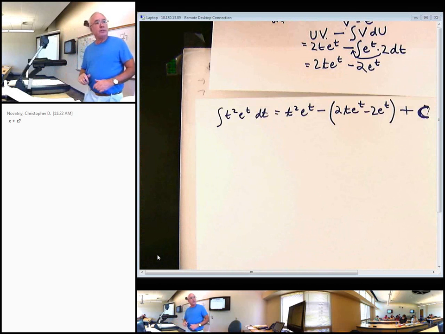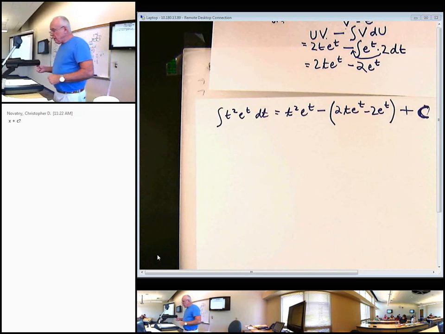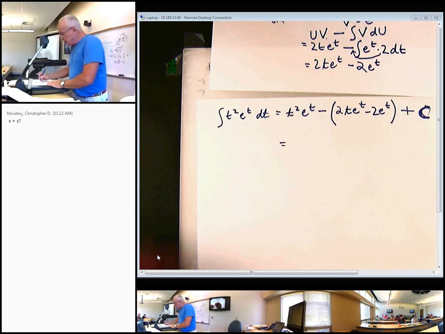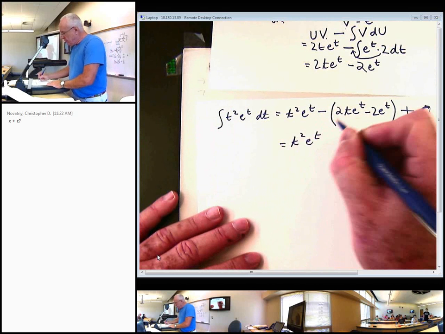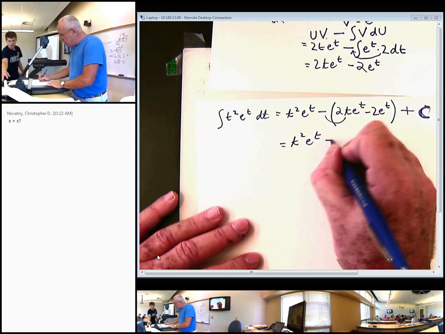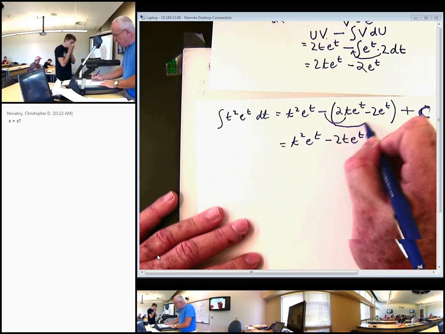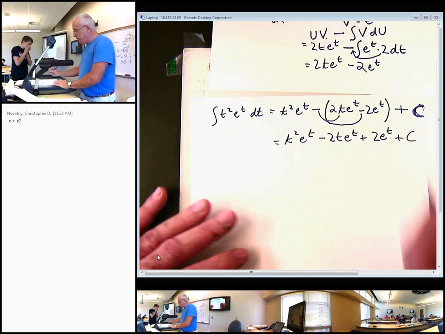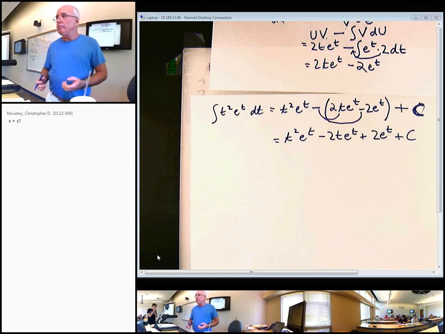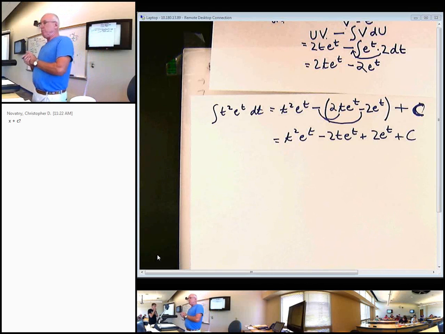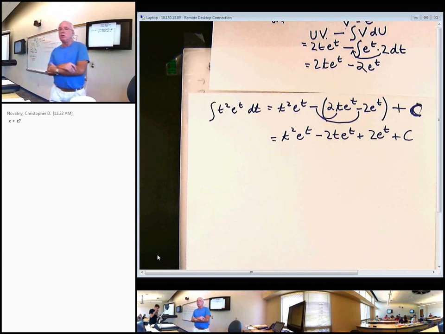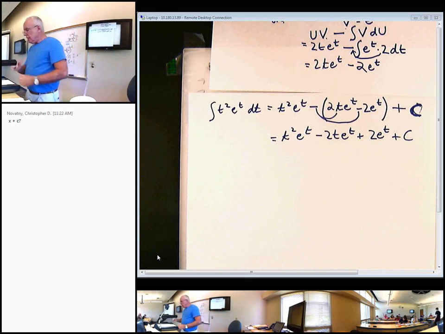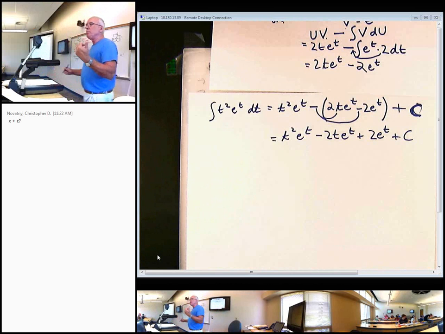Let's go over so everybody can see that. The only thing left is maybe I can clean up that right side a little bit. So it's t squared e to the t, and I'm just going to distribute the minus sign, minus 2t e to the t. And then here I've got a double minus, so it's going to be a plus 2 e to the t plus our c. So we had to do it twice, but we have our antiderivative. And again, you can check with the product rule that this will get you back to where we started.